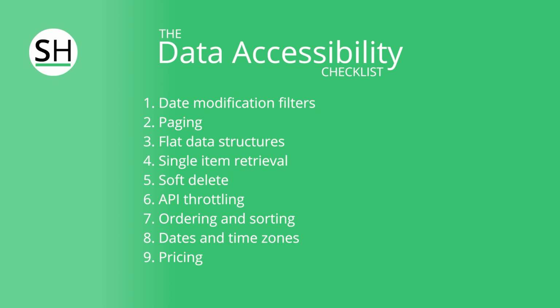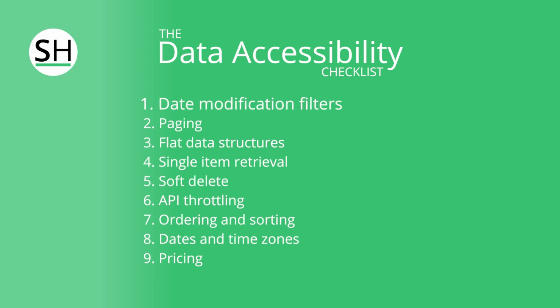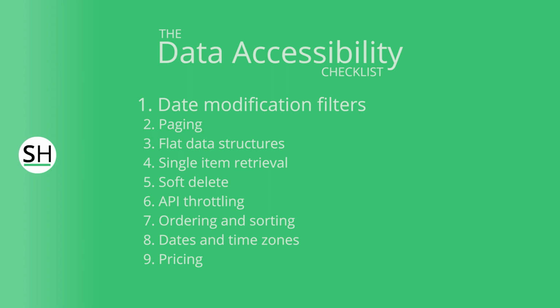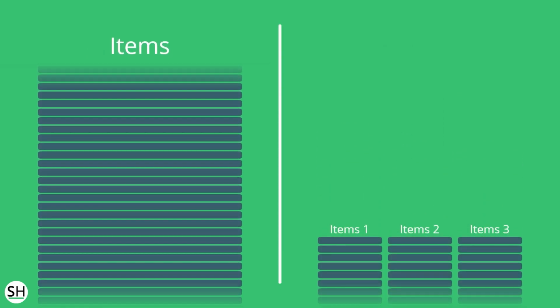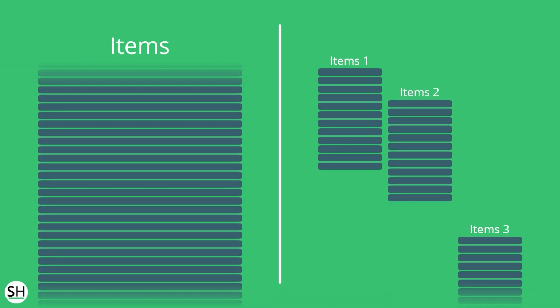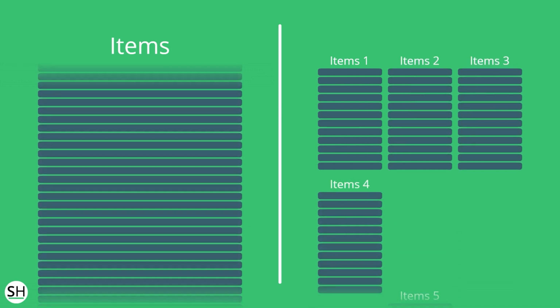So, with that in mind, let's move on to our first video, Date Modification Filters. Extracting data can be broken down into 2 main functions: backdating historical data, and then keeping it up to date in real time. Datasets are generally too large to simply request the whole lot every time we want to update our local copy, so we must request smaller chunks.